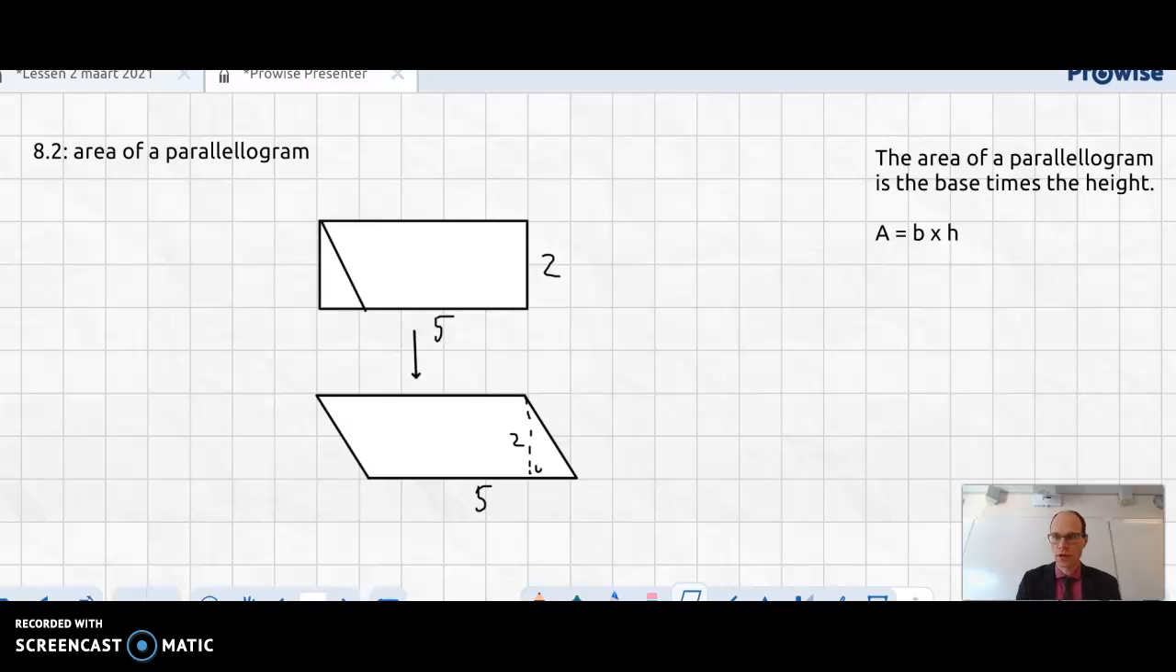Welcome, this is the movie of paragraph 8.2, the area of a parallelogram. First of all, what was again a parallelogram? A parallelogram is like this.